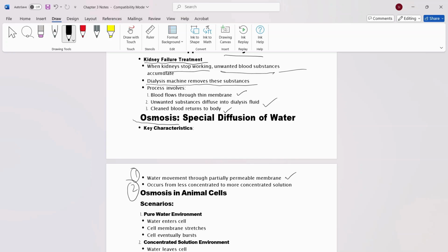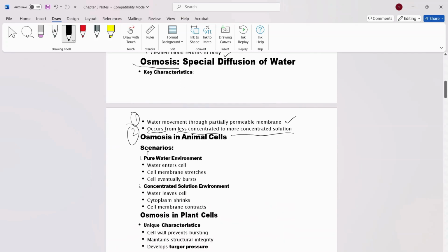Number 2 characteristic of osmosis, it occurs from less concentrated to more concentrated solution. Osmosis in animal cell: in a pure water environment, water enters the cell, the membrane stretches out and then the cell eventually bursts. Second, in a concentrated solution environment, water leaves the cell, cytoplasm shrinks and the cell membrane contracts.